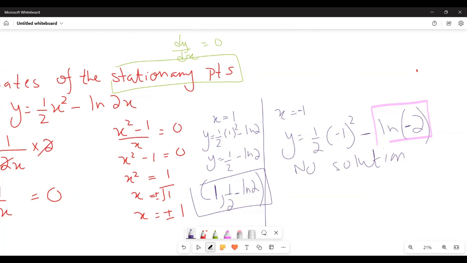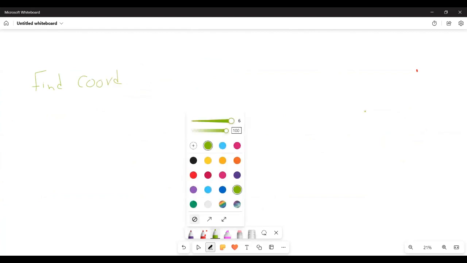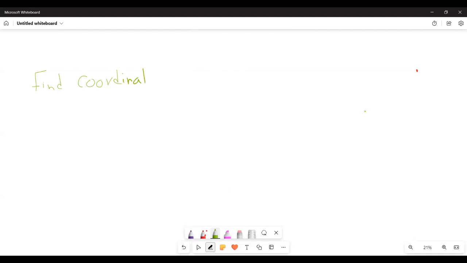Same question, different equation. Find the coordinates of the stationary point, if any, for y equals x square minus ln x square.